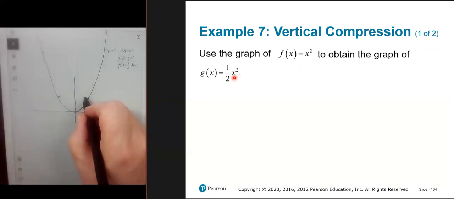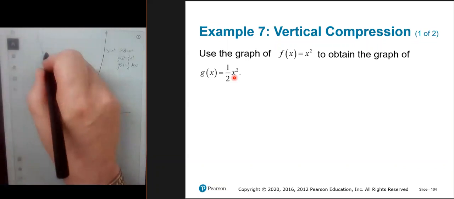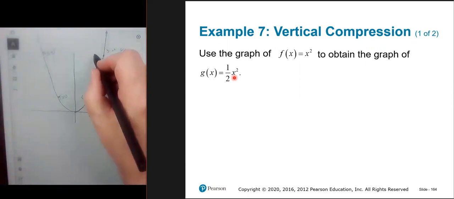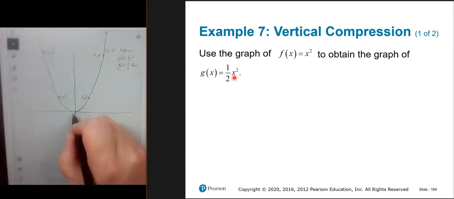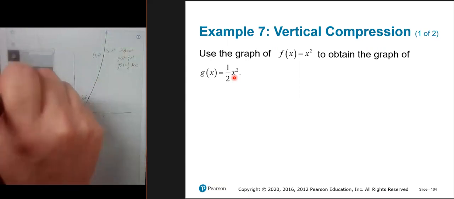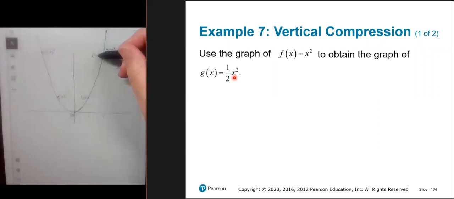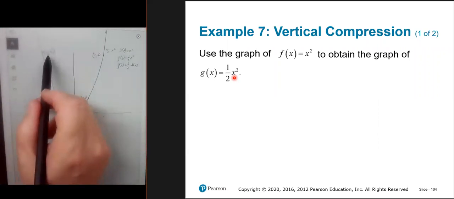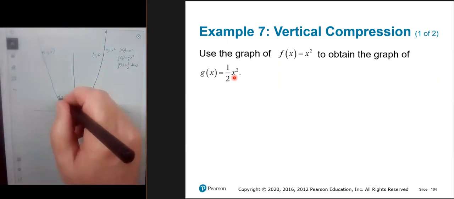This is the point 1, 1, and this is the point -1, 1. This is the point -2, 4, and this is the point 2, 4, and here we have the point 0, 0. I'm going to multiply those y values by 1/2. I multiply the y value. So 1/2 of 4 is 2. So this point -2, 4 comes down to, let me see.